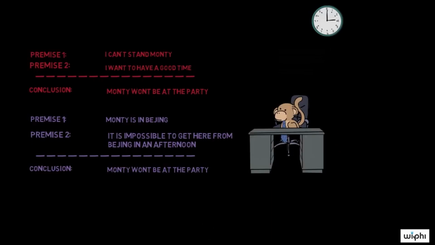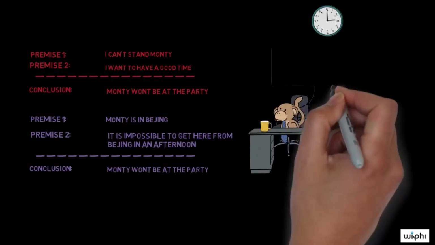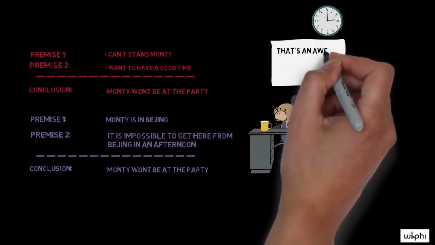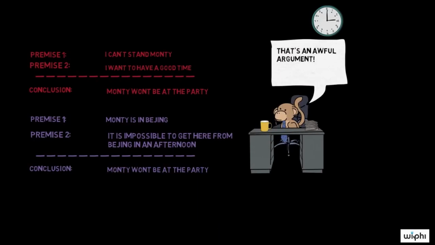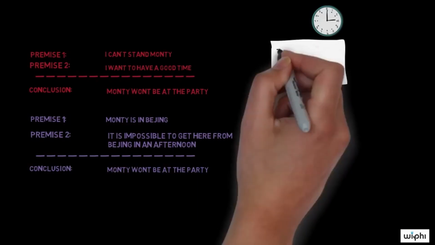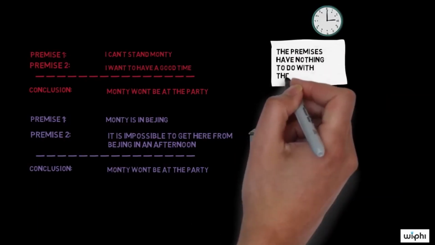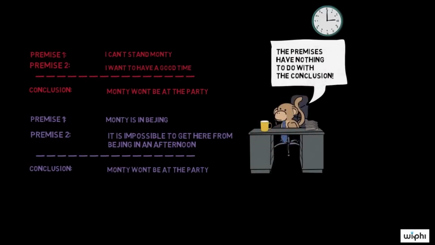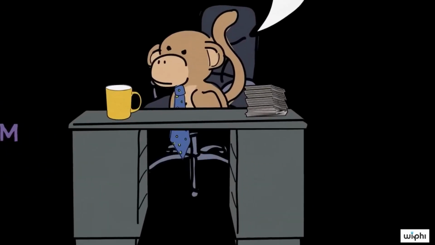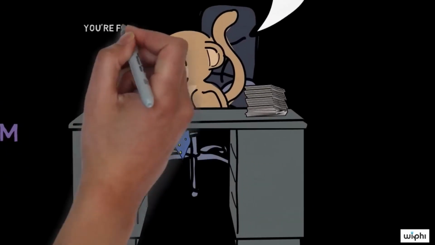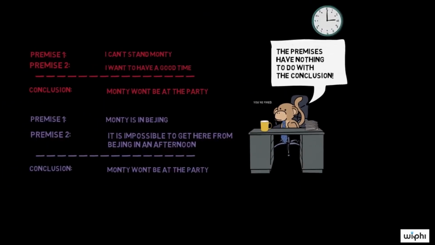And here I can explain a little bit more about why. If you consider what the red argument's premises say, that your friend can't stand Monty and that she wants to have a good time, and think about their relationship to the conclusion of the argument, you'll see that those statements don't make that conclusion any more likely to be true. The fact that your friend can't stand Monty and wants to have a good time doesn't do anything to make it more likely that Monty won't be there. It's simply unrelated to the conclusion.